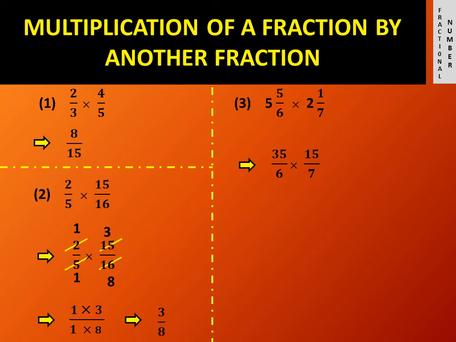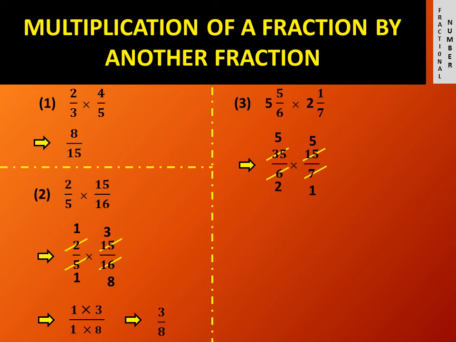If numerator and denominator are divisible by the same number, we need to cancel them out by the same number. Here I see 7 divides both 7 and 35. So cancel them out by 7. 35 divided by 7 is 5 and 7 divided by 7 is 1. Again 3 divides both 6 and 15. So cancel them out by 3. 15 divided by 3 is 5 and 6 divided by 3 is 2.